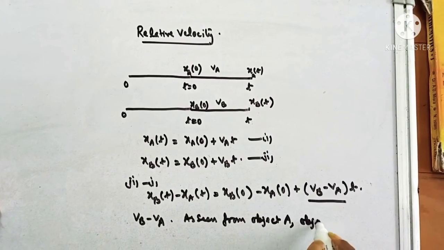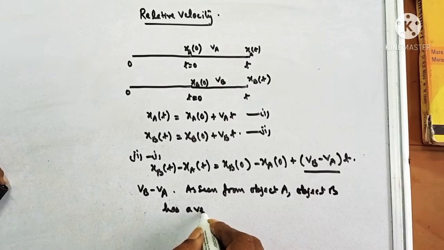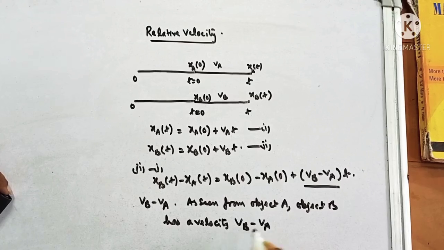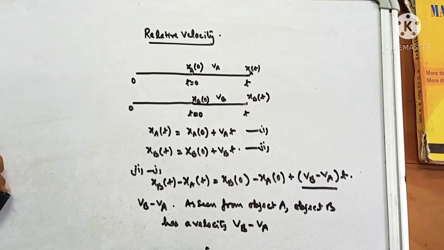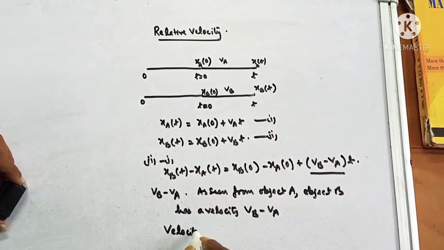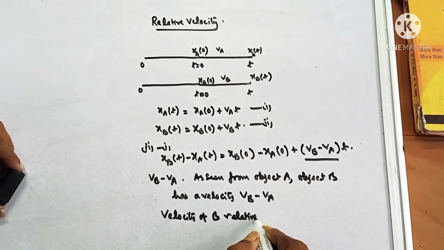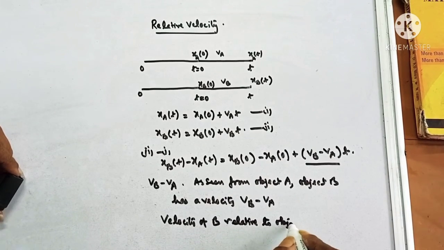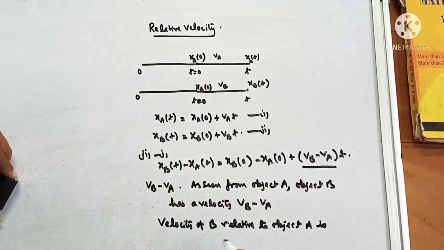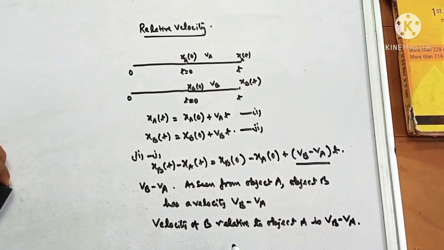Object B has a velocity vb minus va, as seen from object A. Or you can say the velocity of B relative to object A is vb minus va. This is about relative velocity.